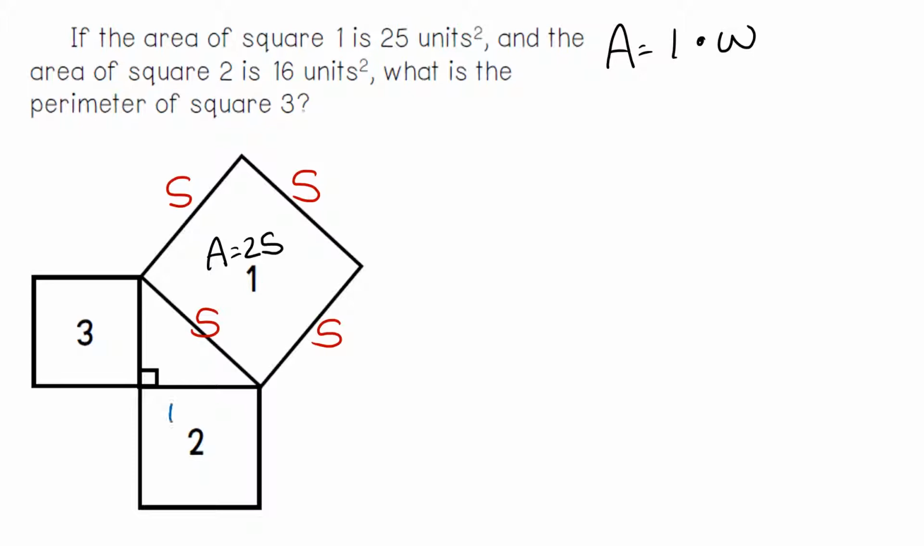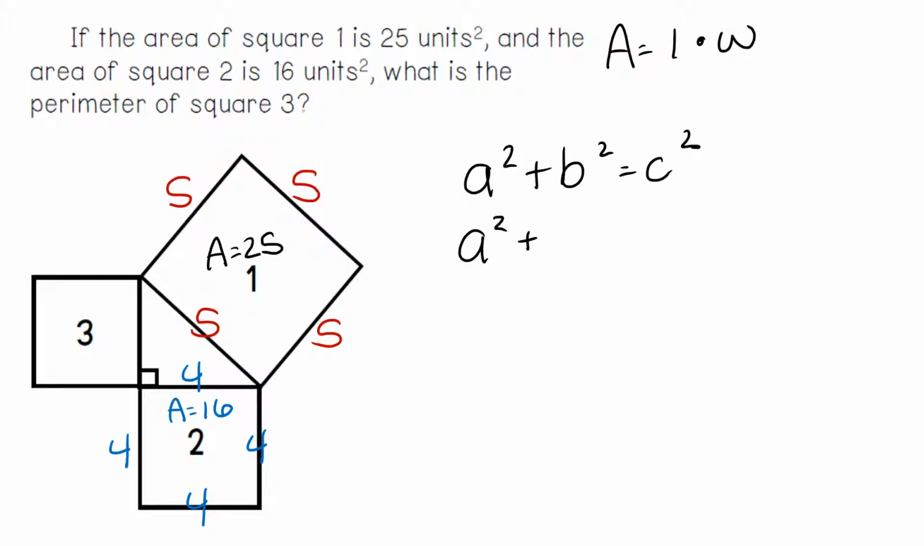For square 2, the area is 16. 16 is known as 4 times 4, so each edge is 4. We're going to use that information to solve for square 3. A squared plus B squared equals C squared. A is unknown, that's our side 3. B is 4. C is 5, the diagonal line.